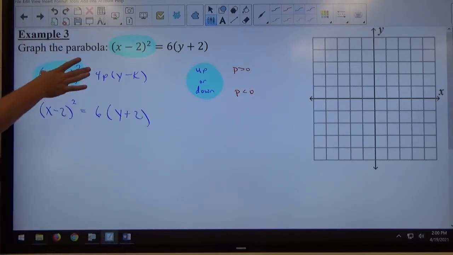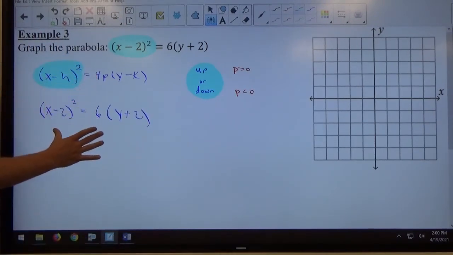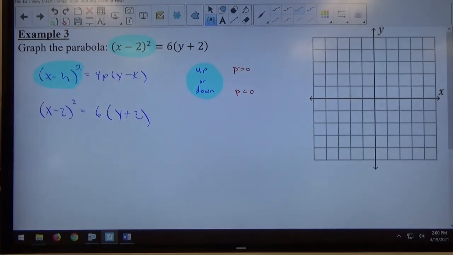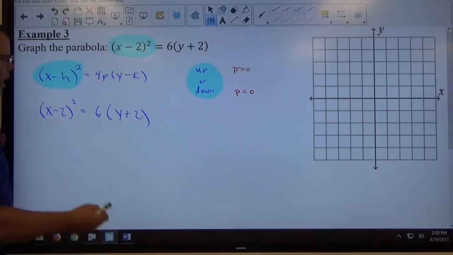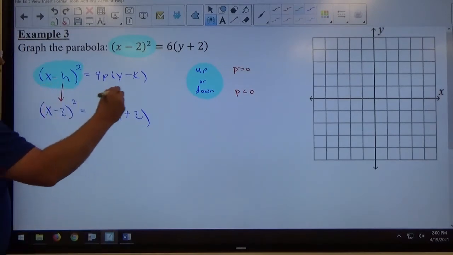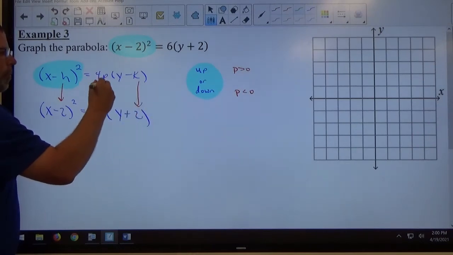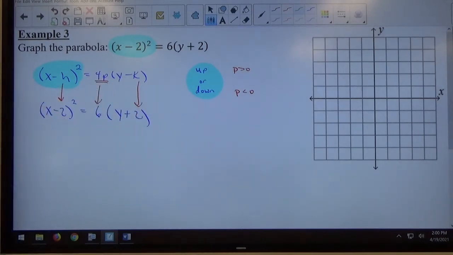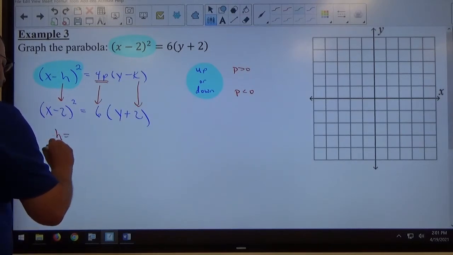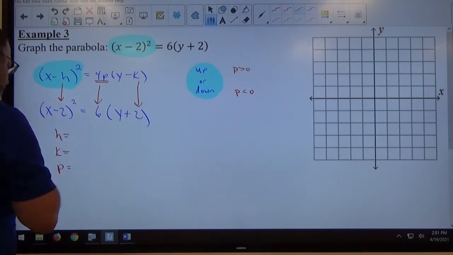I want you guys to compare the standard form structure that we have in our problem versus the general standard form structure up here. H is paired with x always, k is paired with y always, and 4p is whatever's in front of the non-squared object. That's where you locate the things you need to know. Where's h, where's k, where's p? They're going to be right where they're supposed to be if it's in standard form. I want to identify those 3 values, so h equals something, k equals something, p equals something.